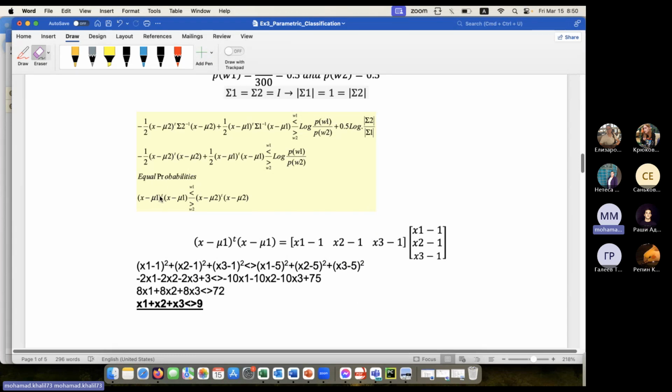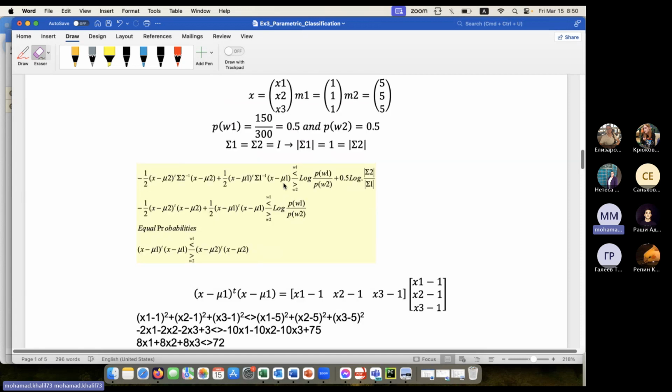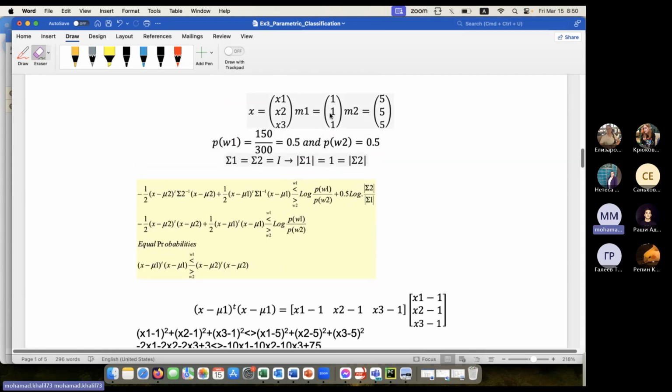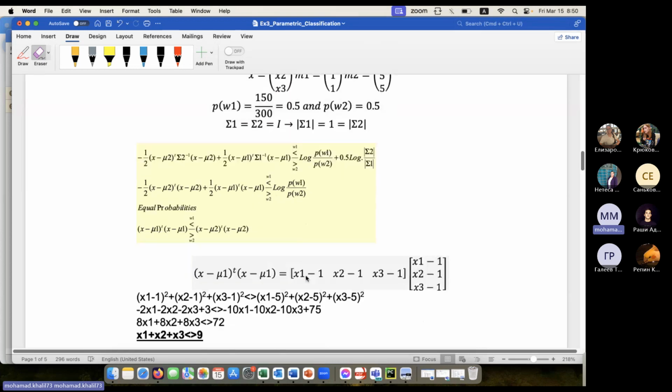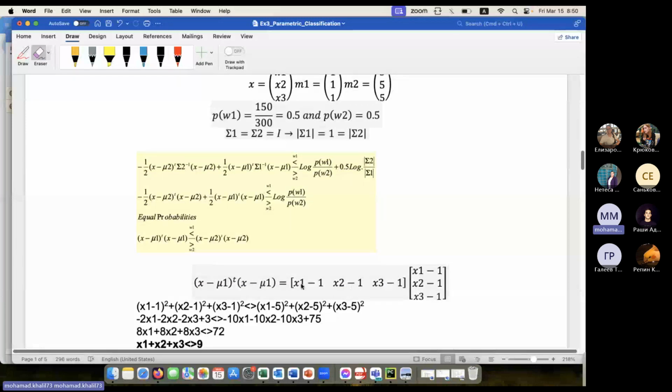Okay, I can apply this equation: (x minus mu1) transpose (x minus mu1), if it is less than, then class 1, otherwise class 2. What is (x minus mu1) transpose (x minus mu1)? X minus mu1 transpose is (x1 minus 1, x2 minus 1, x3 minus 1), but transposed, so it is on the same row, not on the same column. Multiplied by x minus mu1 in the same column. So what is this? The distance.